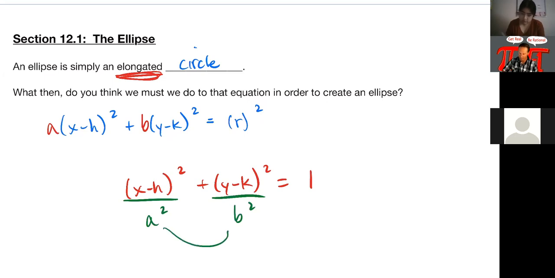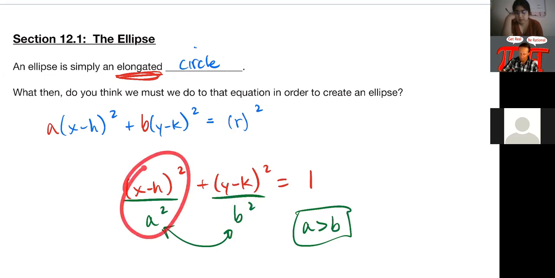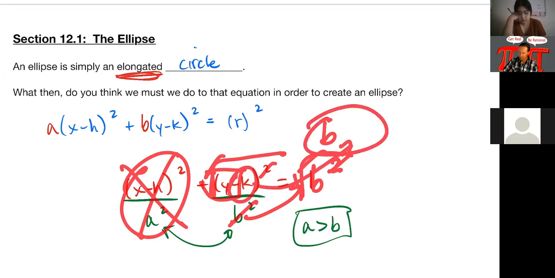Okay? Now, these can be switched. There is a difference between the A and the B. We are always going to say that the A is greater than the B. Because if this is bigger and it's under the X, then guess what? It's elongated more in the X direction than it would be for the Y. Because remember, our goal is to zero things out. And if I zeroed all of this out, then to solve for the Y, I'd have to multiply over that B squared, and then I'd have to take the square root, which would just be the B, and then I'd have to add over the K. That would give me the distance. I'd have to go in the Y direction.